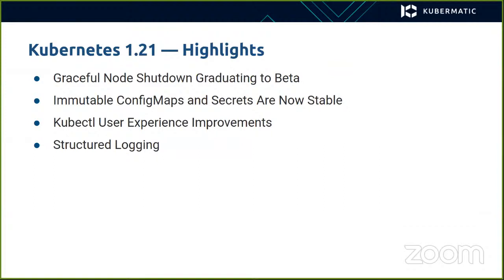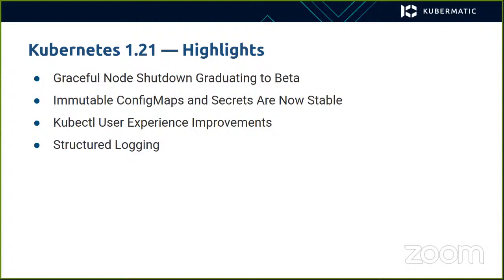Some of the highlights are that we have graceful node shutdowns graduating to beta. This is interesting, and it ensures that kubelet is going to gracefully shut down and terminate all pods in case the node is going to be shut down. This can be very interesting in combination, for example, with preemptible instances on GCP or spot instances of AWS.